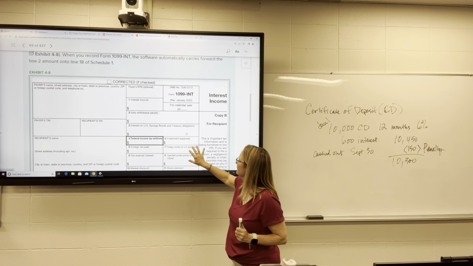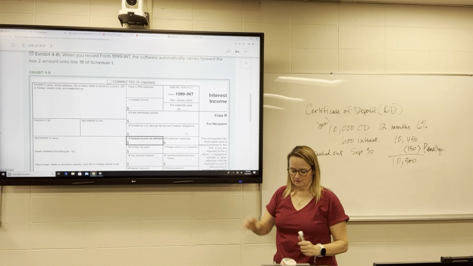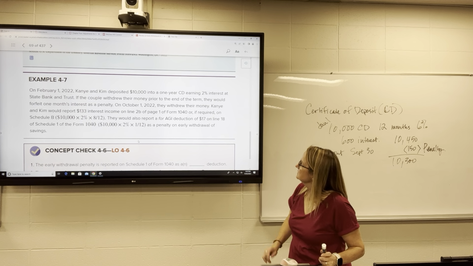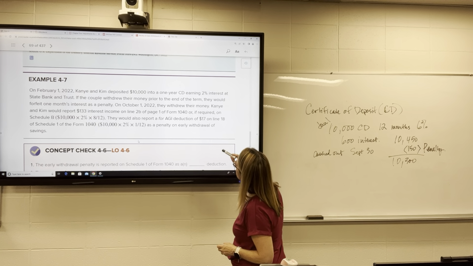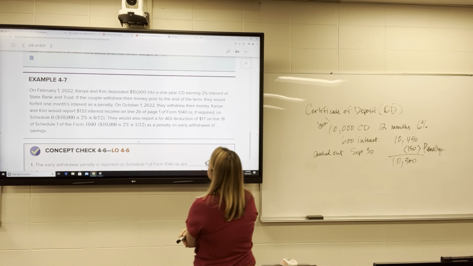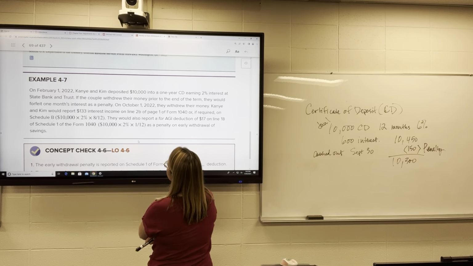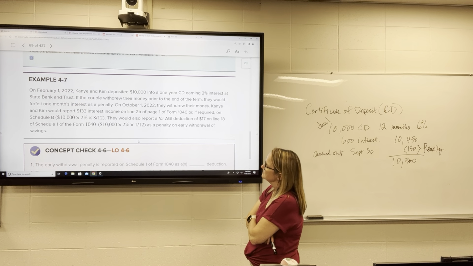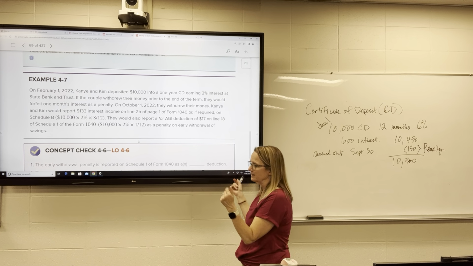So if you see, I think you may have some problems that have an early withdrawal penalty. Don't overlook it, okay? So here's an example. Oh, they did it October. Well, okay. So Kanye and Kim deposited $10,000 into a 1-year CD, earning 2% interest. That's the difference. Ours is 6%. Theirs is 2%. If they withdrew their money prior to the end of the term, they would forfeit 1 month's interest as a penalty. Now, those terms would be determined by the bank, what your penalty is.